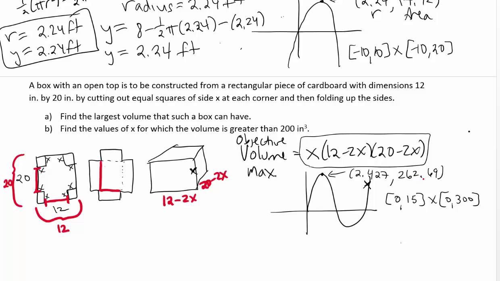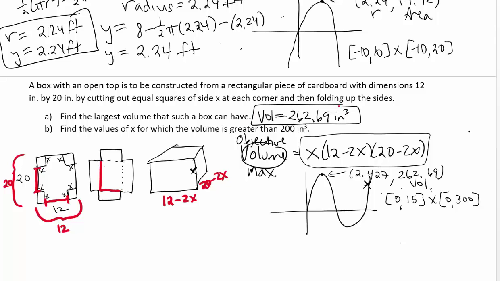This number for the y coordinate represents what's on this side. So for us, that would be a volume. And so if we look back at question A, what did they want? It says find the largest volume that such a box can have. Well, that would be this volume that we found at the max. So our largest volume would have to be 262.69. And what kind of units should a volume have? Well, since these were in inches, we would want inches cubed. So that is our volume answer for part A.